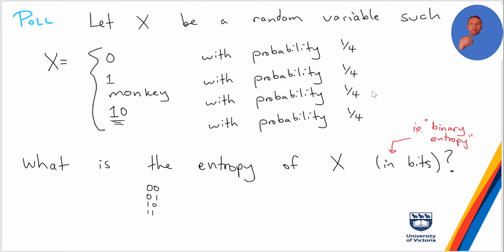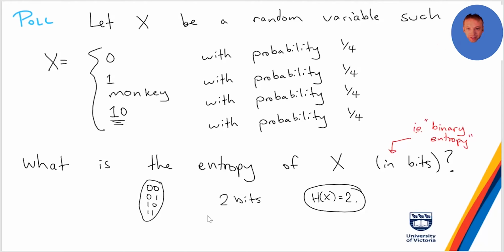Since they all have the same probability, it is totally reasonable to think of this as: how many bits do we need to represent four distinct things? You can think of the four outcomes as four binary strings of length 2. Then the amount of information that x reveals is 2 bits, so H(x) is 2. I haven't really given you the tools to do this yet, but that's the intuition.